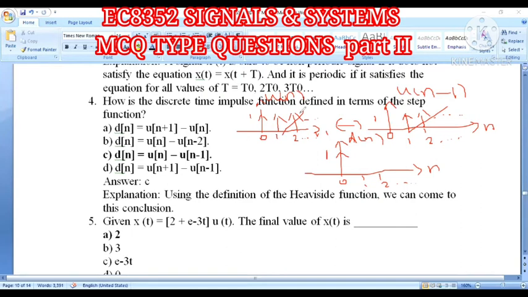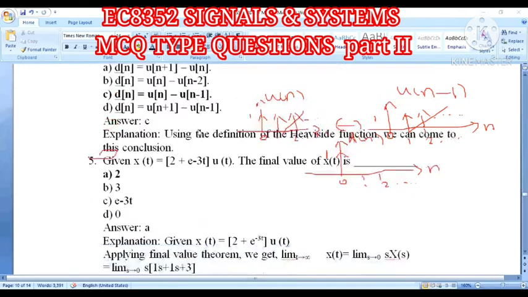So how is the discrete time impulse signal defined in terms of the step function? When you take the step signal minus the delayed step signal, you get the impulse function. Am I clear? So option C is the correct answer. Likewise, you have to check the remaining possible cases. Definitely you can't get the impulse; you can get some other signal, right? You can do it. Okay, let's move into the next problem.